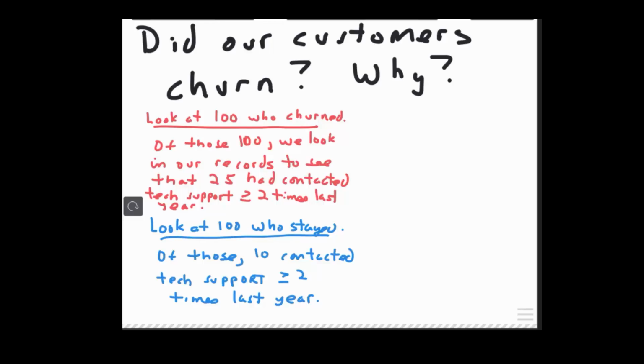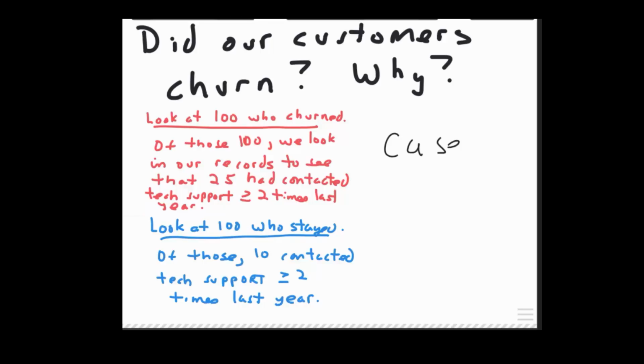Okay, in this video, we're going to look at a case control study, and then we're going to compute an odds ratio. A case control study starts with some outcome variable. In this problem, we're looking at people who were with the company, but they're no longer with the company. They have churned, or they've left, or turned over, however you want to put it. They're no longer our customer. So we look at these 100 people who churned.